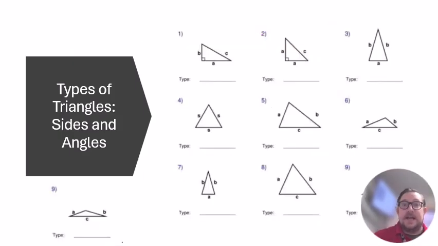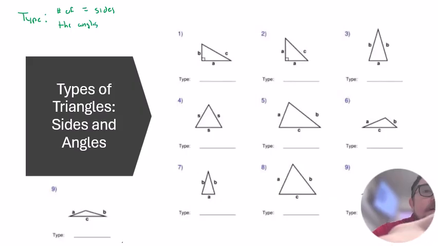All right, for these slides, we have 9 questions, and we're going to identify the type of triangle each of these is. Remember, when we want the type, that means that we're going to classify it by the number of equal sides and the angles it has.